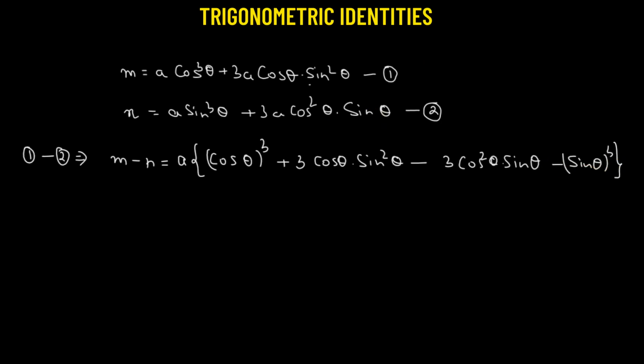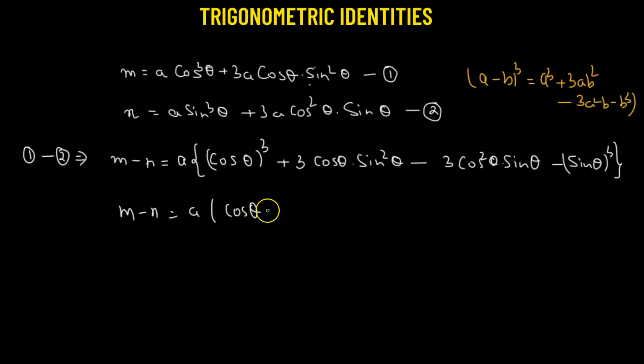Now, similarly, as we have done in the previous case, if we take (a minus b) whole cube, this will be equivalent to a cubed plus 3ab squared minus 3a squared b minus b cubed. So that means m minus n will be equal to a times (cosine theta minus sine theta) whole cube, which means we can rewrite this as (cosine theta minus sine theta) whole cubed equals (m minus n) divided by a.